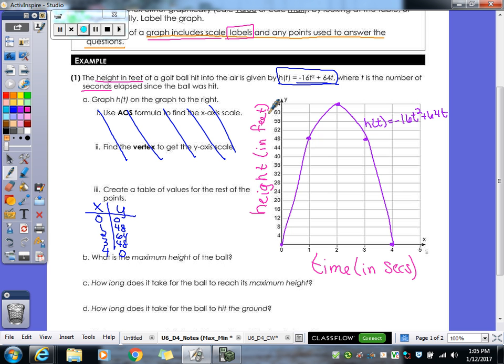So you always got to label your x and your y. And then the last thing was to use any points to answer the questions. All right, so we already got those points because we got our table of values here.